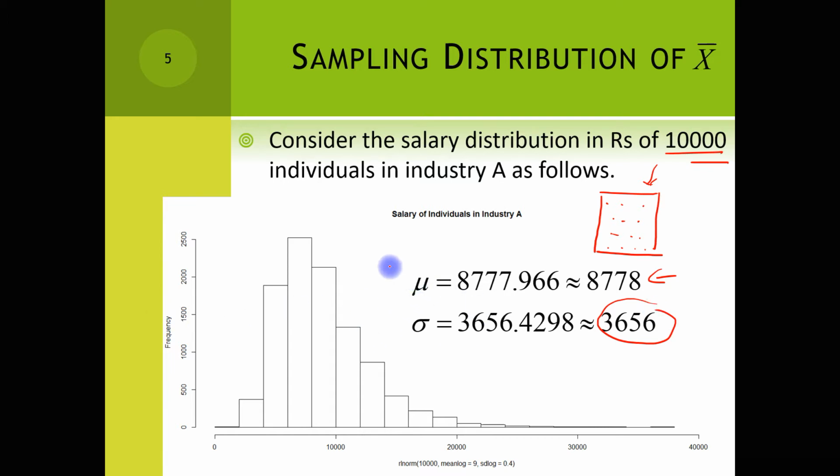And this one is the average of salary for all the 10,000 people. We are assuming that we know that, but in a general context, these are unknown. But for the sake of explanation, we will say that we know it for you to understand the difference between what we are going to do later on and what is here.